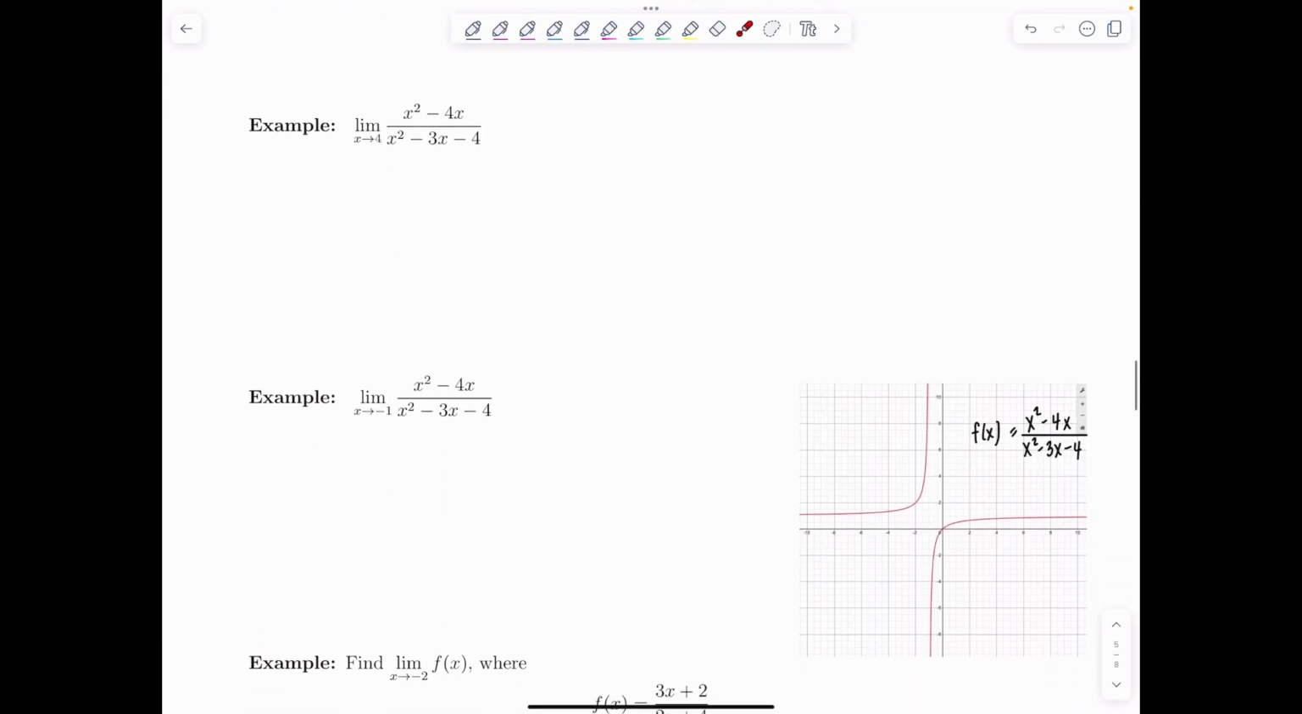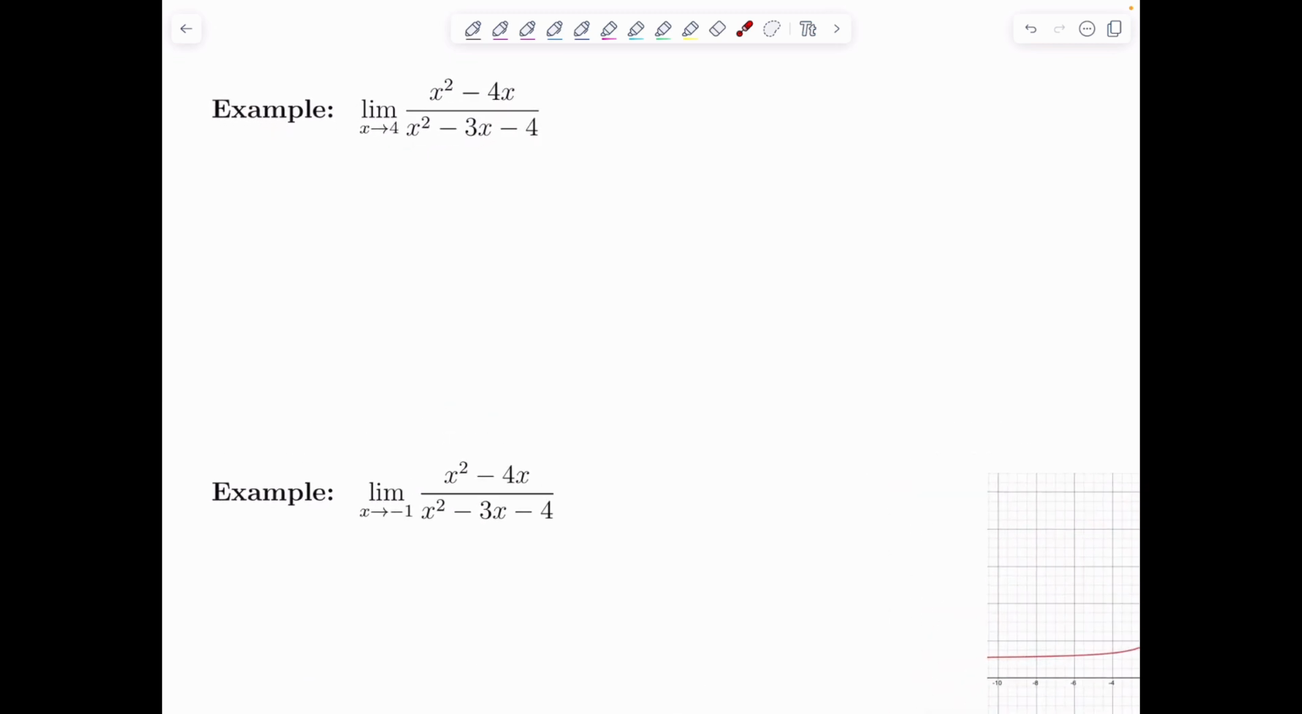Here we have the limit as x approaches 4 of x squared minus 4x over x squared minus 3x minus 4. Now, always try to just substitute or plug in the value that x is approaching first. So here x is approaching 4. So let's just try 4 squared minus 4 times 4 over 4 squared minus 12 minus 4. Nope, 0 over 0. We're in trouble.